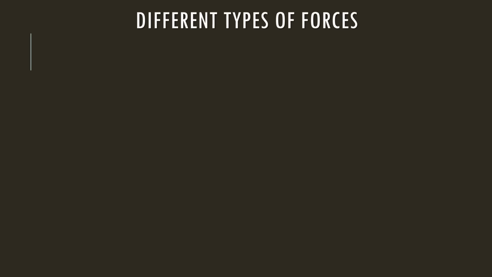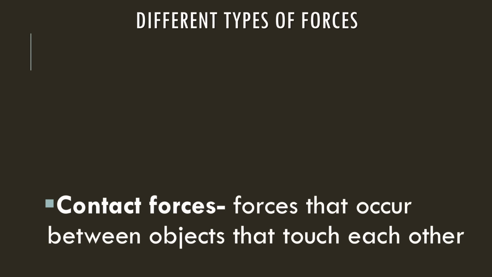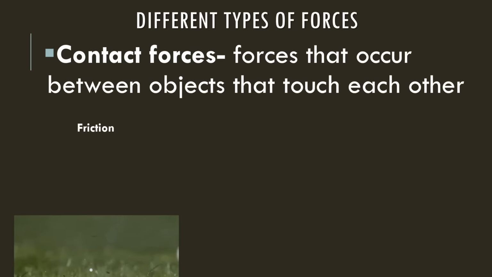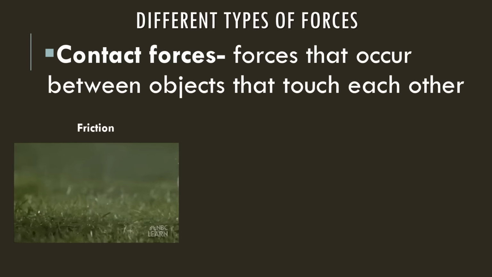Let's have a look at the different types of forces. Our first type of force we are going to look at is contact forces, and these are forces that occur between objects that touch each other. Our first example of a contact force is friction. Friction occurs when two surfaces move over one another.